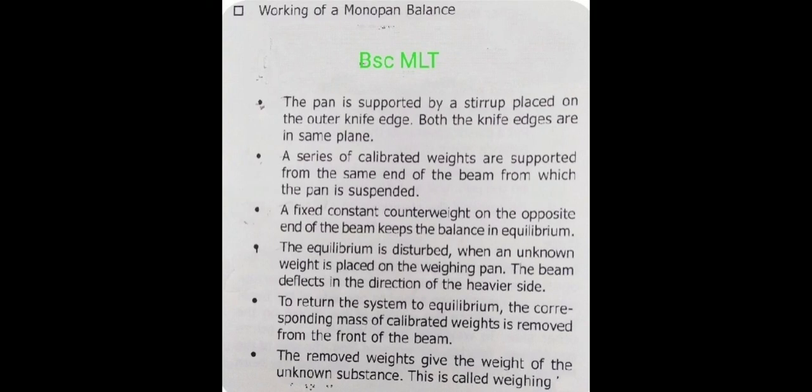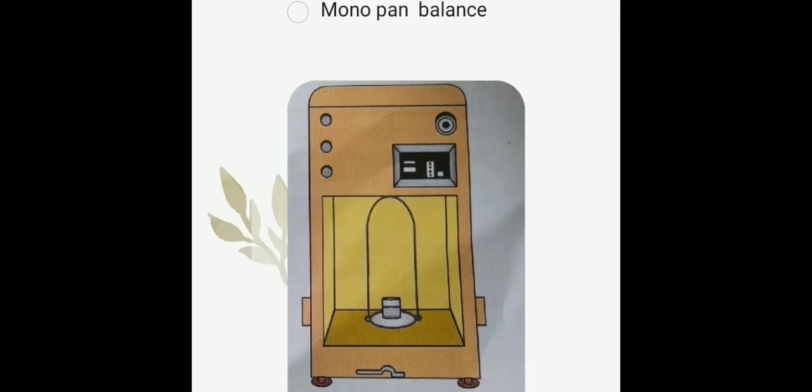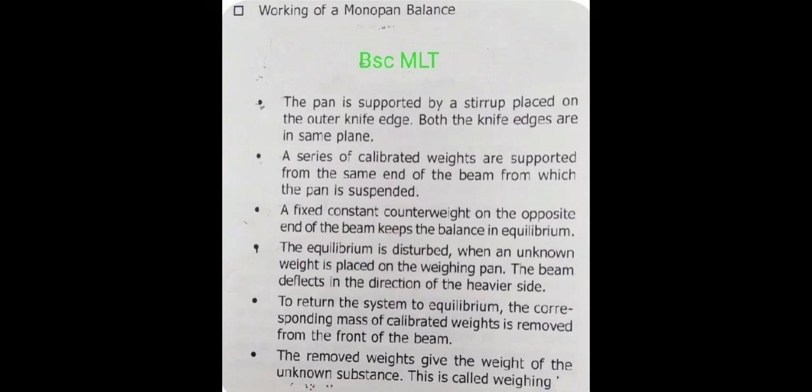The important parts of the monopan balance are a beam, central knife edge, a pan, stirrups, a series of calibrated weights, and a fixed constant counterweight. The working of the monopan balance. The pan is supported by a stirrup placed on the outer knife edge. Both the knife edges are in the same plane.